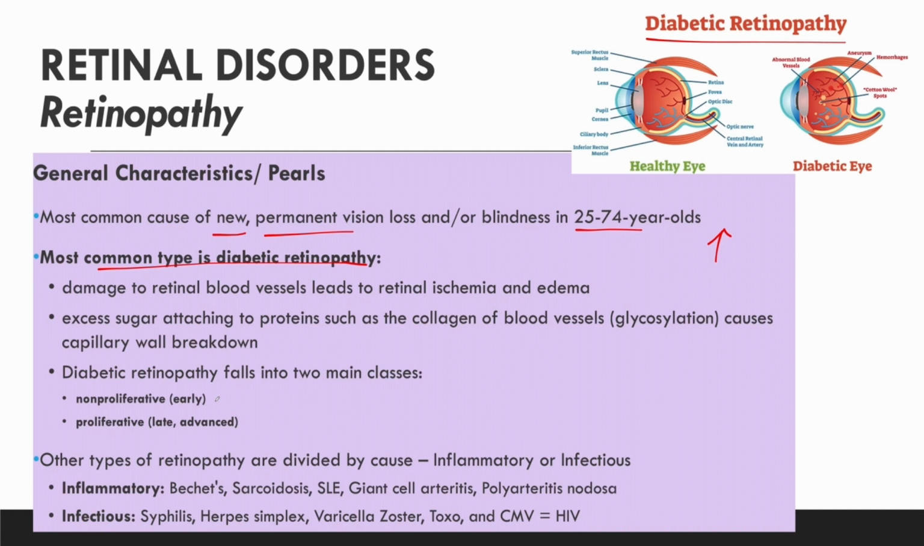So again, we have the two different stages. We have the early, which is the non-proliferative, it's before you start making the new neovascularization, and then proliferative, that's the late, more advanced vision impairing type, and that's when you start creating those new blood vessels. Like we mentioned before, there are other types of retinopathy. Hypertension is one. You also have some inflammatory, infectious causes that you can see here, which we're not going to mention in detail.